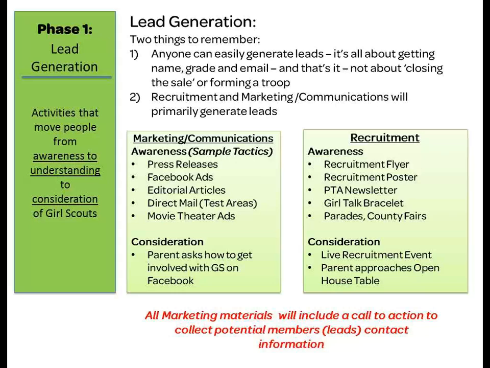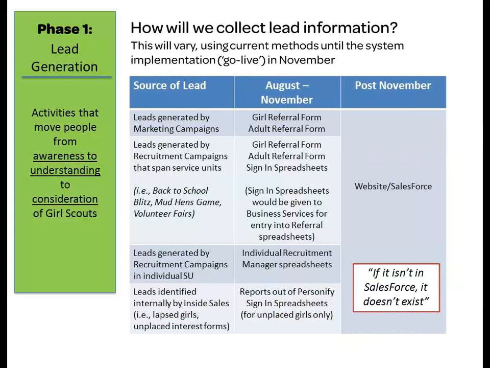The idea, however, is that perhaps we can do fewer of these recruitment events where we think that troops and groups can be organized digitally. A key note at the bottom of this slide is just to remember that everything that we do will have a call to action to collect potential leads information. Again, just as a recap from phase one, we're going to collect this information in a couple of different ways in August to November, and then post-November in Salesforce. This slide matters because when we talk about converting members, it's going to be important to remember what kinds of leads we're actually generating.